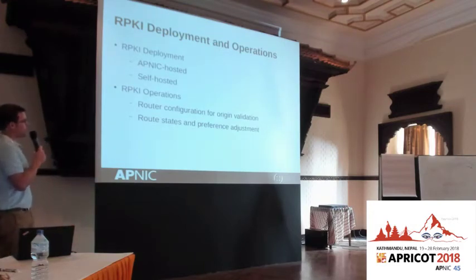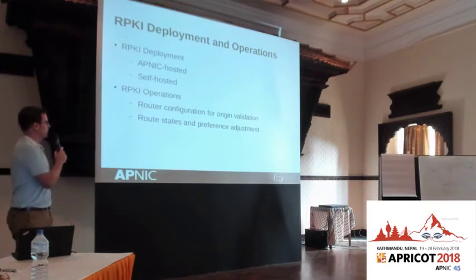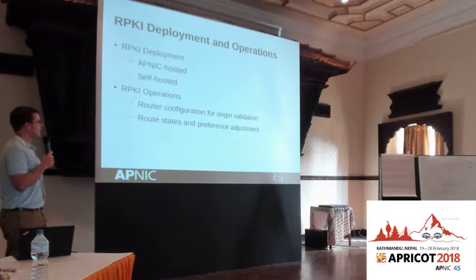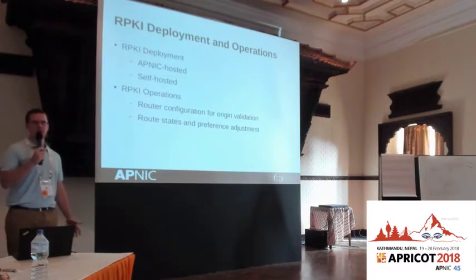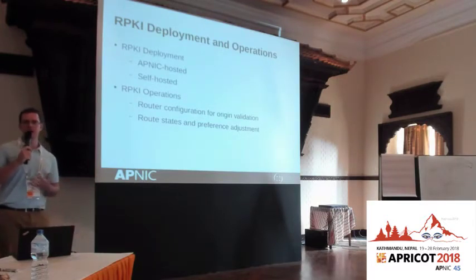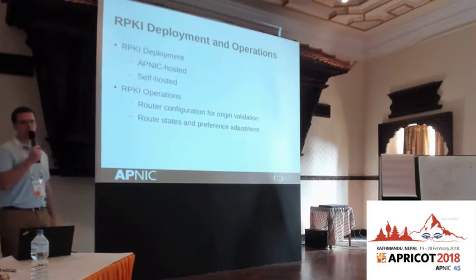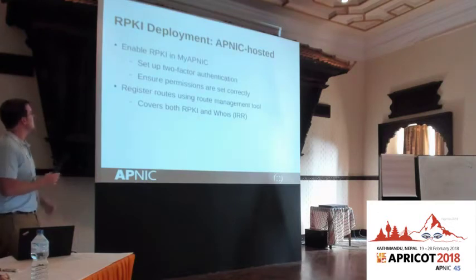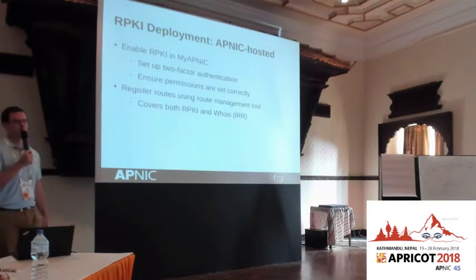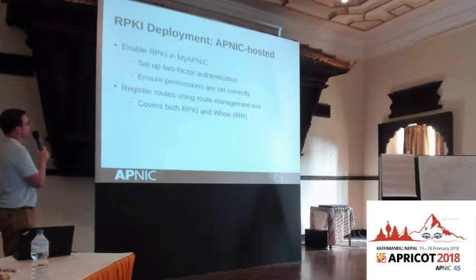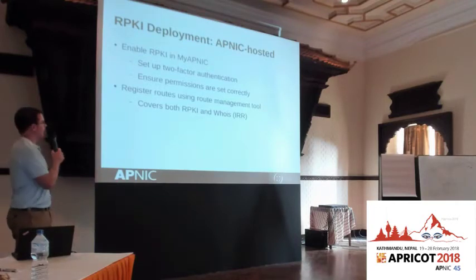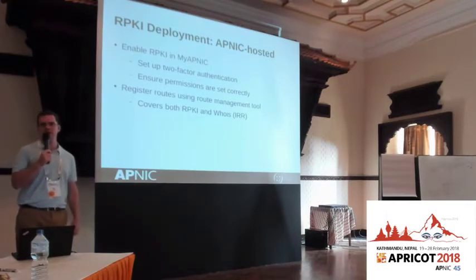On the operations side, I'll be talking briefly about router configuration for origin validation, and also about how you can use route maps to use the RPKI state to influence routing in your network. So for APNIC hosted deployment, there are two steps. The first one is actually enabling RPKI in MyAPNIC, and the second one is to use the route management tool to register routes.